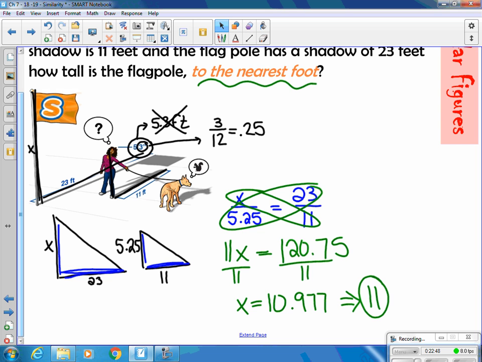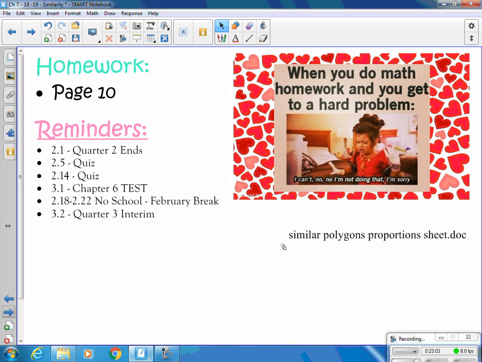Hopefully this makes sense. At the end of the day, similar shapes have corresponding congruent angles and proportional sides. Again, I will be in tomorrow. Tonight, make sure that you practice page 10. I will answer any questions tomorrow on dilations, similarity transformations, mapping, and then setting up and solving proportions with similar figures. Enjoy your night. I will see you tomorrow.